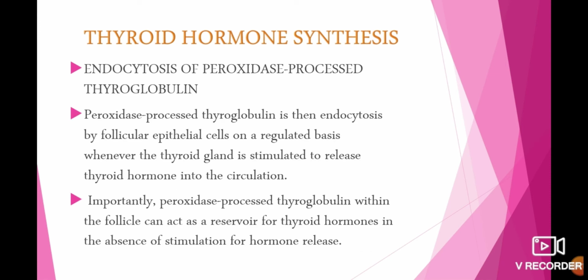Endocytosis of processed thyroglobulin: thyroglobulin is then endocytosed by follicular epithelial cells on a regulated basis, whenever the thyroid gland is stimulated to release thyroid hormone into the circulation. Importantly, processed thyroglobulin within the follicle can act as a reservoir for thyroid hormones in the absence of stimulation for hormone release.